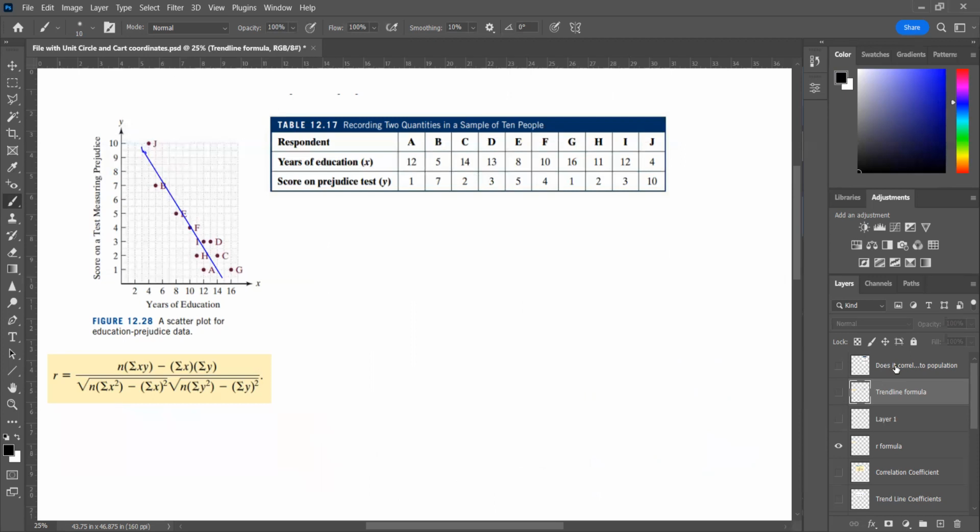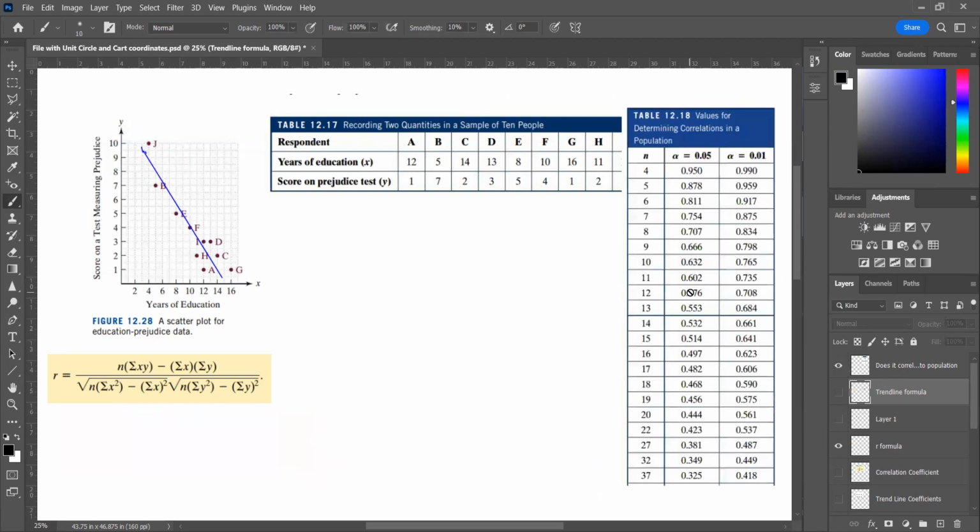So now let's look at the answer to the question, what do I do if I'm extrapolating to an entire population? And what I need to do is compare the R value I got to these alpha values. And it'll be based on the N value, the number of data points. Now we had 10 data points. And so this is where we sit on this particular table.